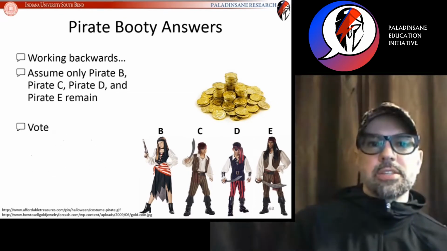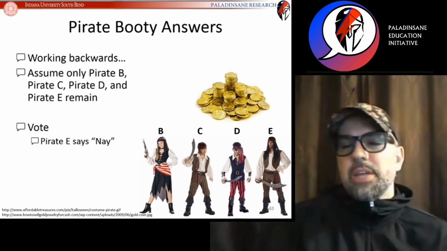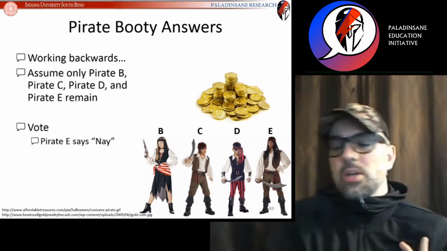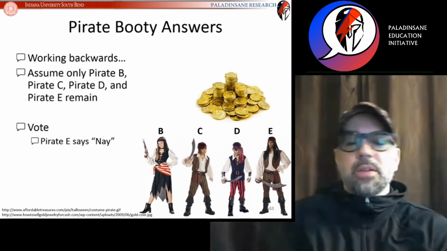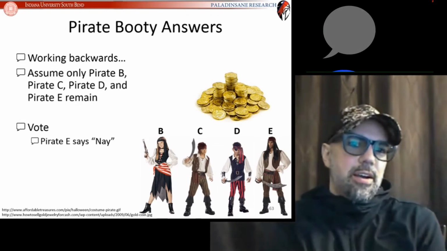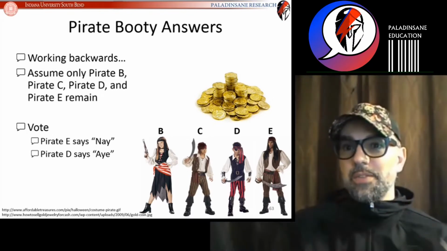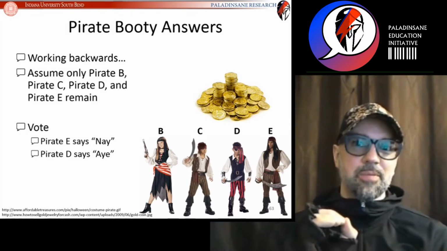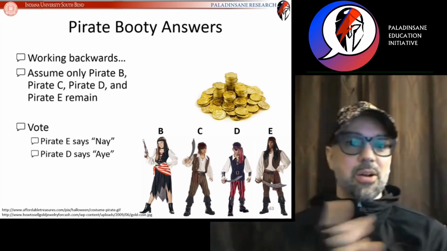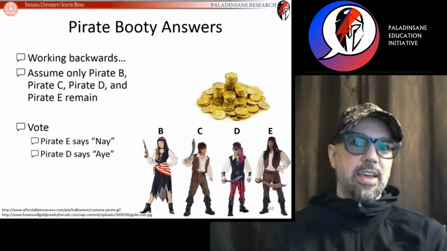Pirate E is going to say, you know what? Nay, because I'm getting 0 coins, so I can't do any worse. I'm bloodthirsty. I want to throw you over. I'm going to say nay. Pirate D is going to say aye, because he knows that if this allocation fails, he's getting 0 on the next round. 1 is better than 0. He's greedy. He's going to say aye.